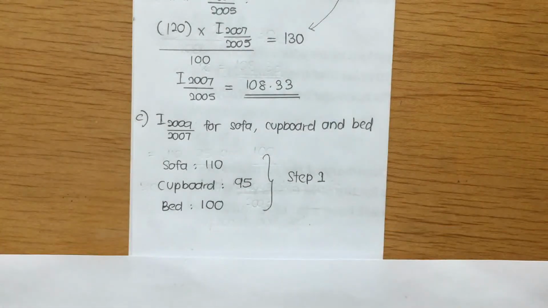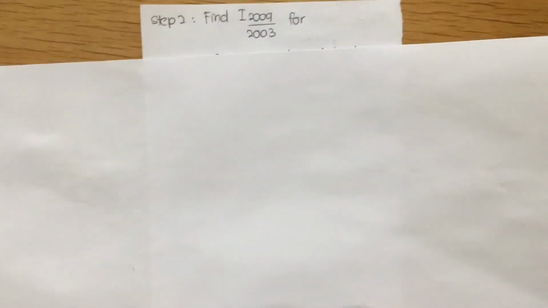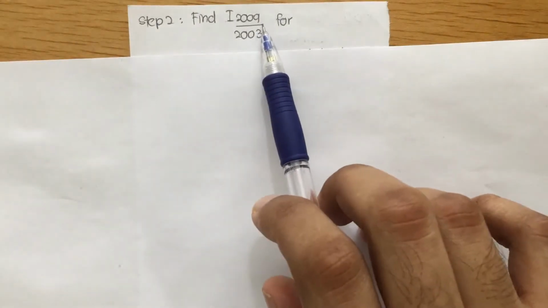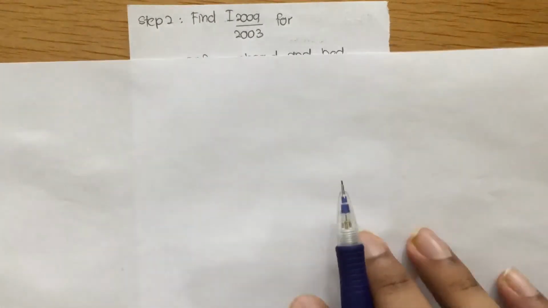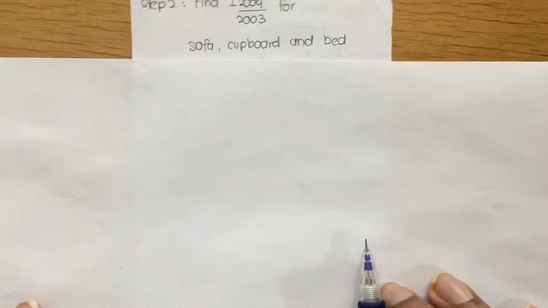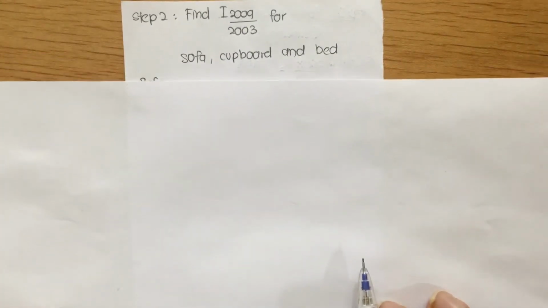Once you identify this, let us proceed to the next working. Please hold on, guys, for a moment. For the next step, we're going to find the price index for the year 2009 based on 2003 for sofa, cupboard and bed. Let us take a look at the working.